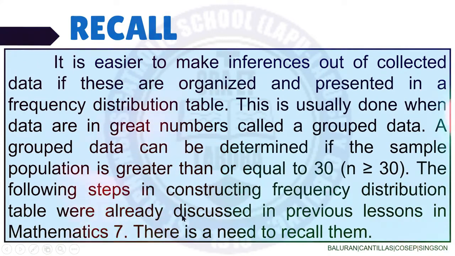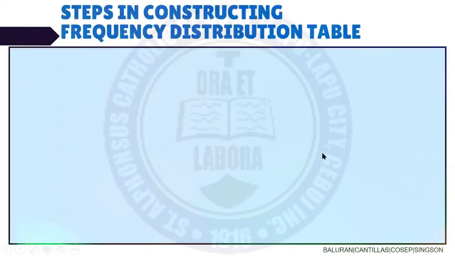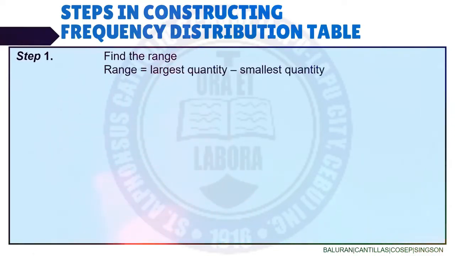The following steps in constructing a frequency distribution table were already discussed in previous lessons in Mathematics 7, so there is a need to recall them. And these are the steps in constructing a frequency distribution table. Step 1. Find the range. The formula in finding the range is equal to the largest quantity minus the smallest quantity.